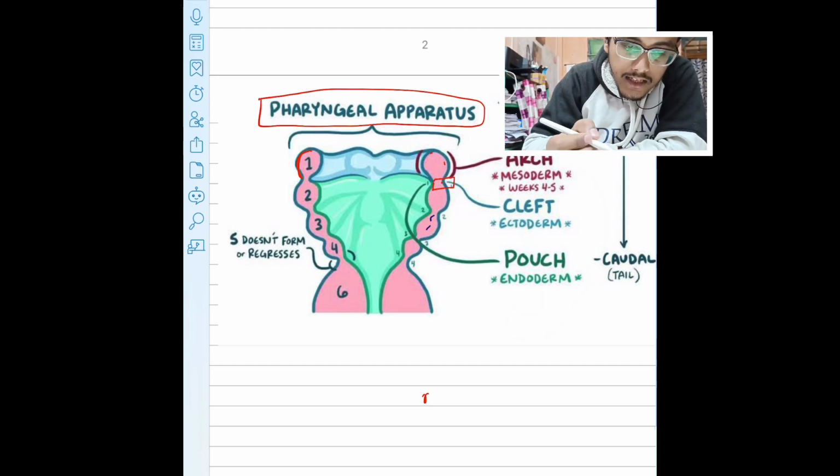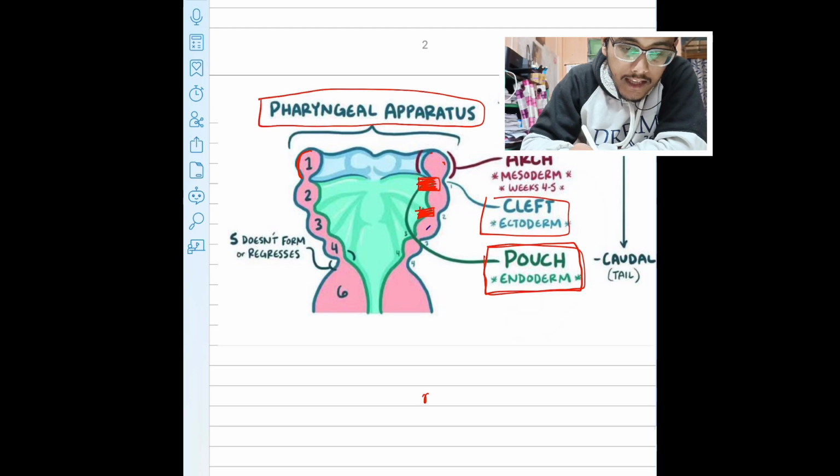This depression area, between the two outside bulges, is known as the pharyngeal cleft. So the pharyngeal cleft is a part of ectoderm. Whereas you can see one depression is there inside also. These inside depressions are known as pharyngeal pouches. That is a component of endoderm.